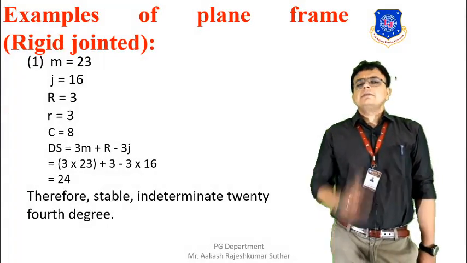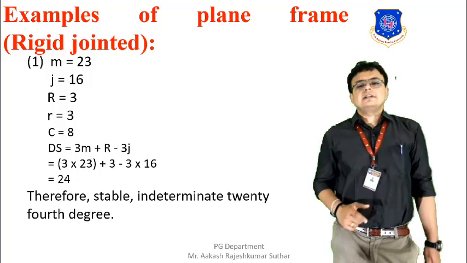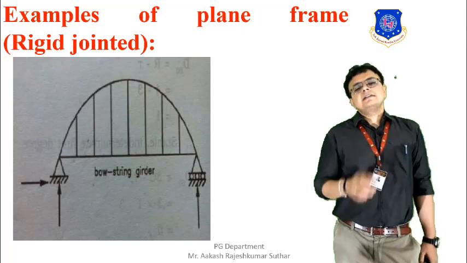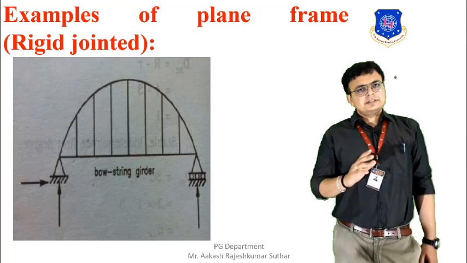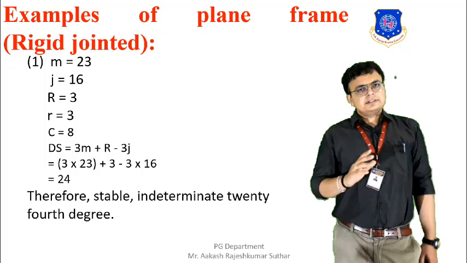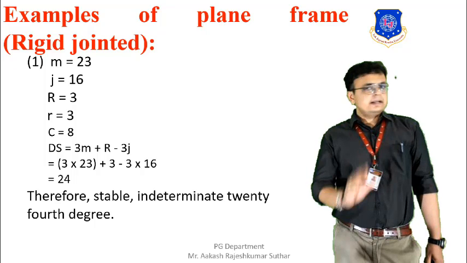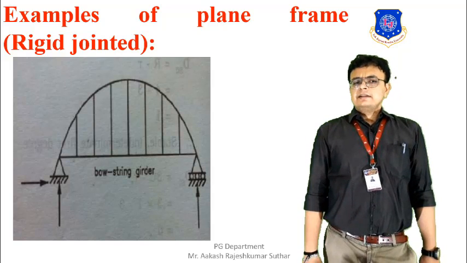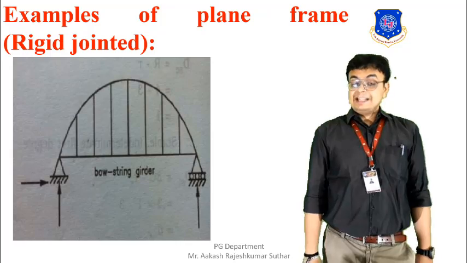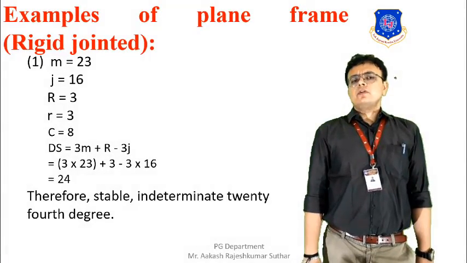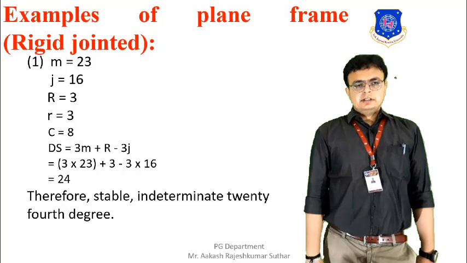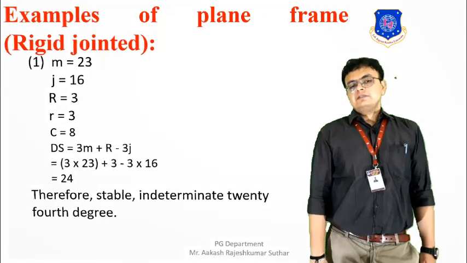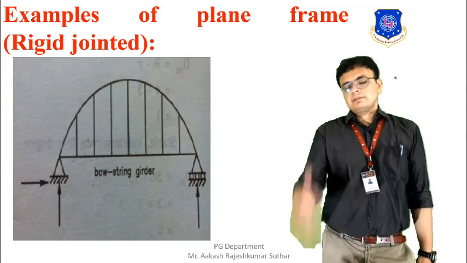Basically, here the number of members will be equal to 23. By counting the number of members, I have already counted, the value is 23. Now, the number of joints over here in the figure. Let's start with this example. Basically, it is a rigidly jointed plane frame. So according to the formula, first of all, we have to calculate the number of members. The number of members over here is 23. You can count from the figure, the number of members is available.